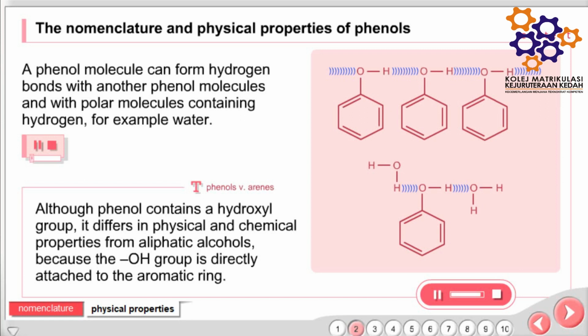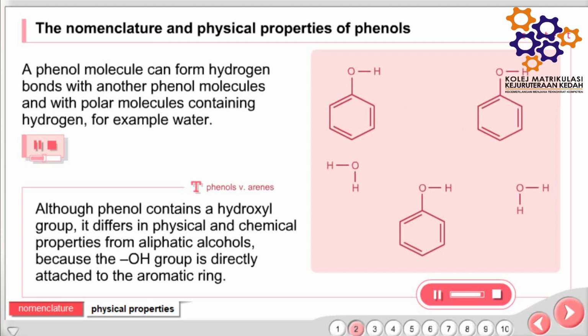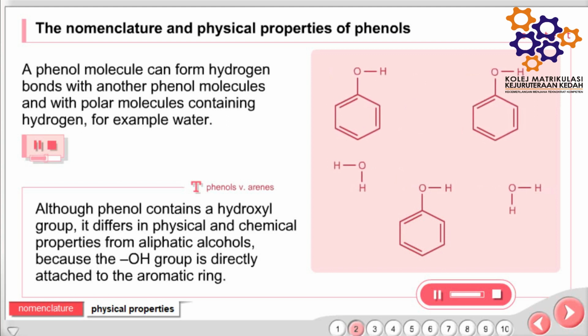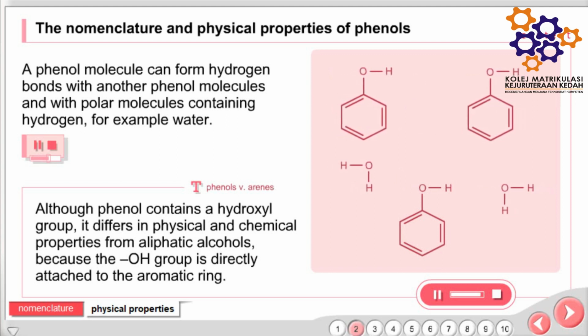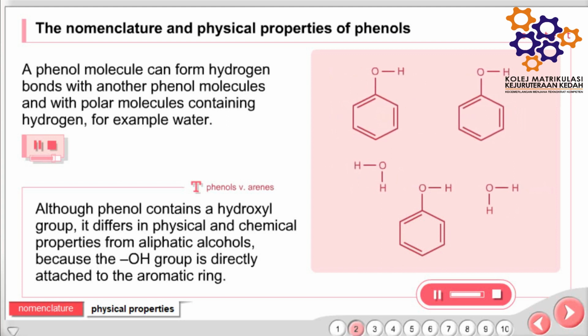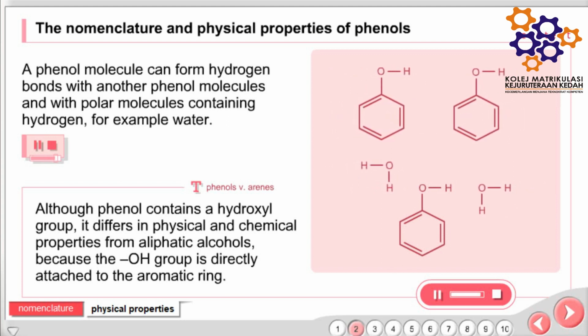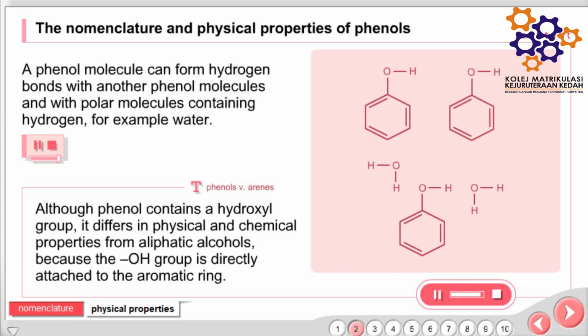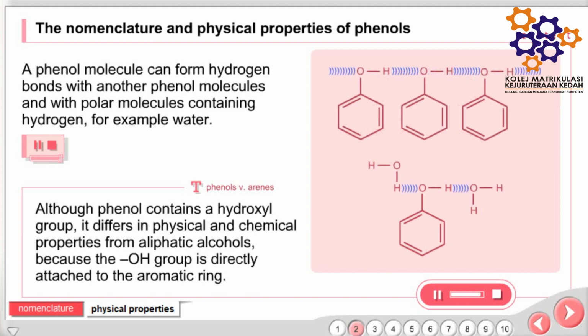As we already know, the oxygen-hydrogen bond has a polar nature due to the electronegativity difference between the oxygen and hydrogen atoms. This enables phenols to form hydrogen bonds with other phenol molecules and with water. Thus, phenols have a higher melting and boiling point and are more soluble in water than arenes and aryl halides of comparable molecular weight.